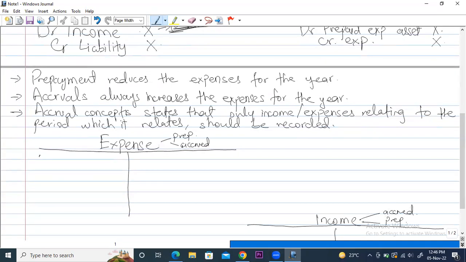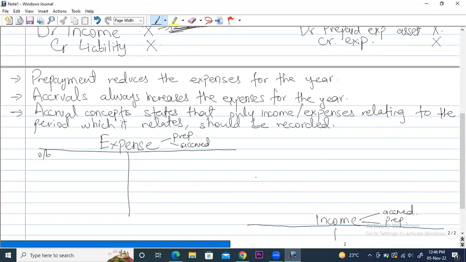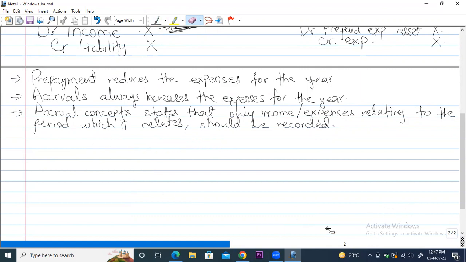So if there is any opening balance, let me basically change the T accounts because it will become very messy. Sorry about this. Let me make one T account over here and one at the bottom in the next page. Okay. So this is a T account for expense.